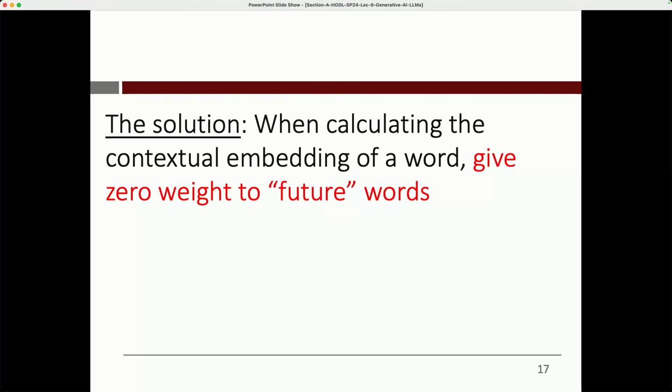So what we're going to do is, when we are calculating the contextual embedding for a word, remember the contextual embedding for a word is going to be a weighted average of all the other words' embeddings. We will simply give 0 weight to future words. If you give 0 weight to future words, it's almost as if they don't exist. Okay? And this will become clear in a second.